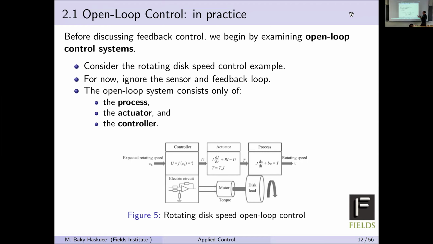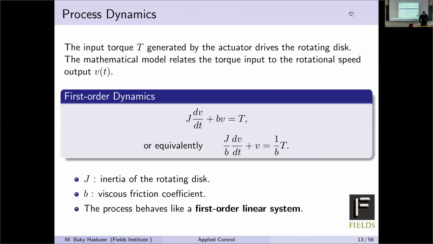So as you know, we have these components: the controller, actuator, and the process. All of them are mathematically represented, as I explained. So the goal is to set the speed of the disk as close as possible to the expected velocity. Here we have the rotating disk, whose speed will be controlled. And we have different components as I explained. So let's get back to the mathematical representation.